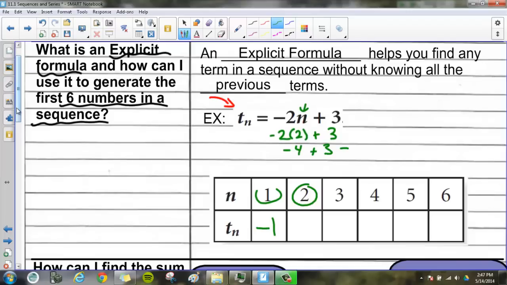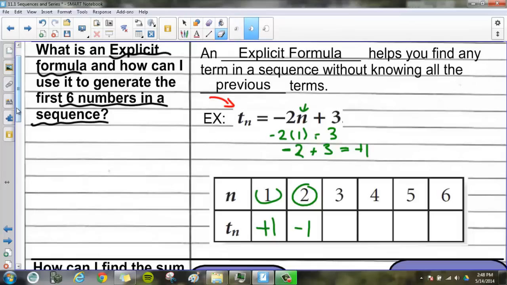Negative 4 plus 3 is equal to... did I do something wrong on the first one? I feel like I did. Negative 1. Negative 1 again. What did I do wrong on the first one? Where did Mr. Benson screw up on the first one? What did we plug in here? The first one, we put in a 1, a negative... oh, it should have been a positive 1, because this would be negative 2, negative 2 plus 3. Okay, I'm sorry, everyone, that should be positive 1.